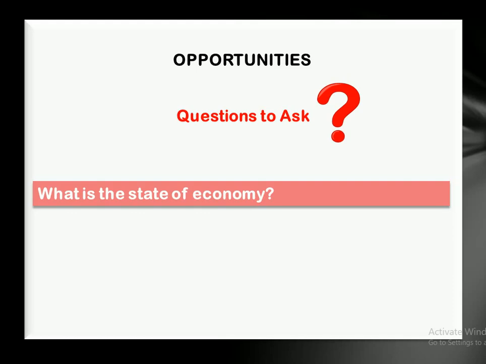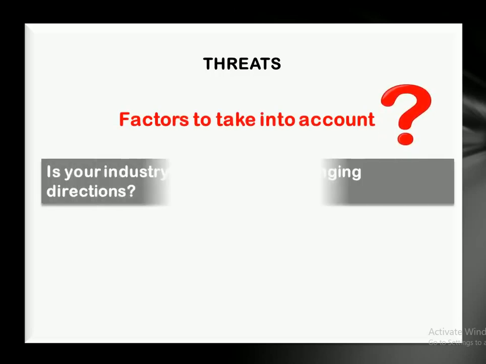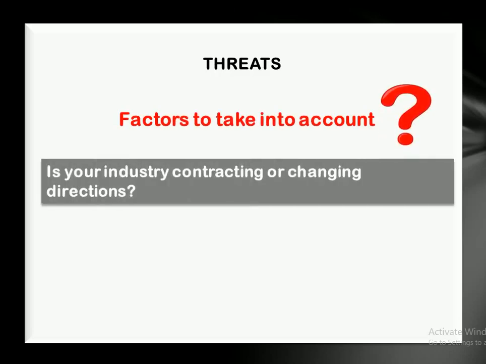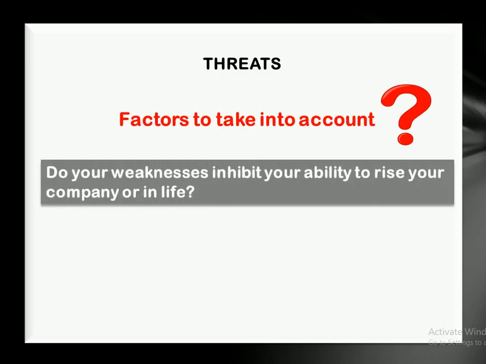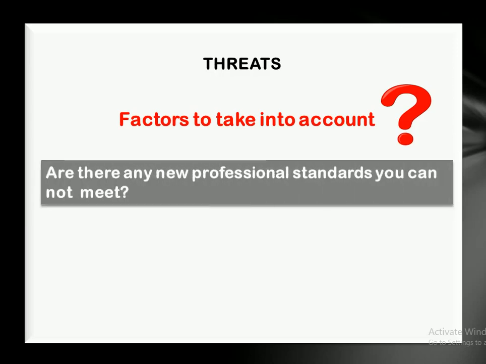Now, finally, let's have a look at the threats. This part, the threats, takes into account the external factors that could hurt your chances to attain your goals. So there are some factors that you need to take into account, and they include: is your industry contracting or changing directions, or do your weaknesses inhibit your ability to rise in your company or in life, or are there any new professional standards you cannot meet?